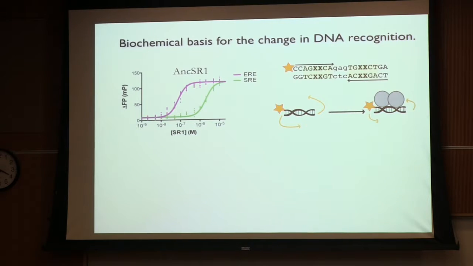So Alicia McKeon, who was a grad student in the lab and is now a postdoc in Nels Eldy's lab at Utah, dissected the biochemical basis for that shift. She did this using fluorescence anisotropy, binding of the ancestral proteins to tagged oligonucleotides, both ERE and SRE, which, titrating in the protein, allows her to precisely quantify affinity.